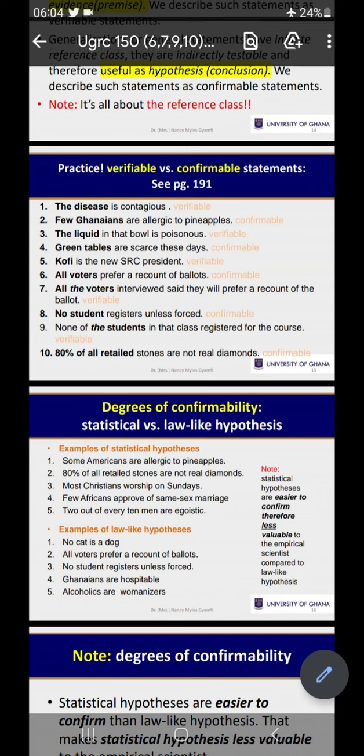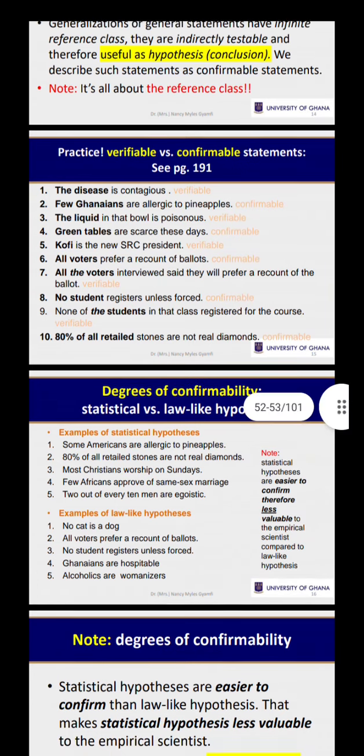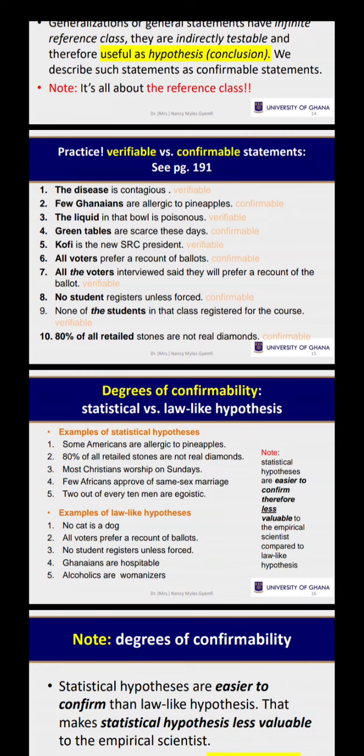Okay, so when you talk of statistical hypothesis, it is a confirmable statement that has an exception. Okay, it has an exception. If the law-like has no exception, this one has an exception. That is, the percentage is less than 100% and more than 0%. So any percentage that falls within 1 to 99.9% is a statistical hypothesis.